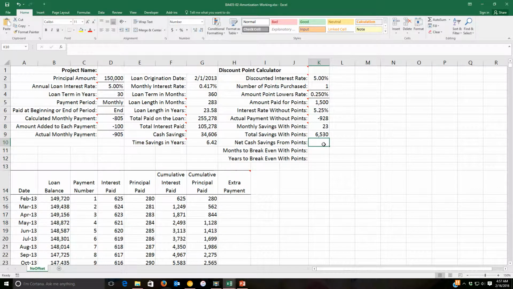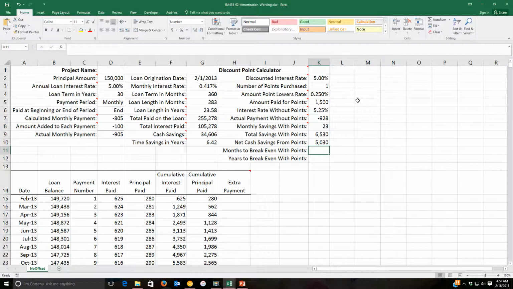Now, net cash savings from points. Of course, we had to buy the points. So we'll take our value in K9 that we just calculated, and we'll subtract from that the value up here in K5, which shows us how much we paid for the points in the first place. So we take that off. That was a cash outflow. So we need to factor that into our savings.